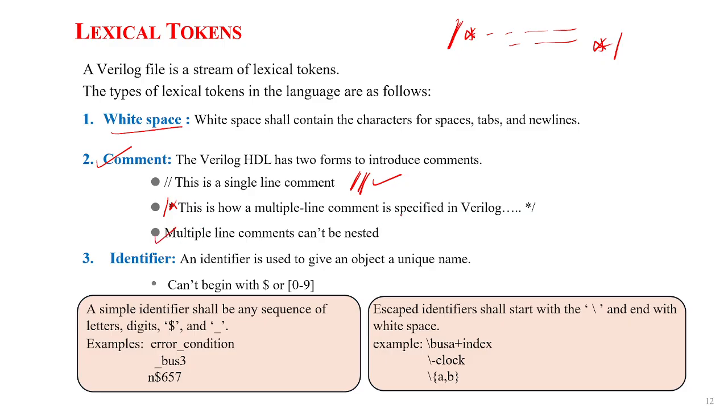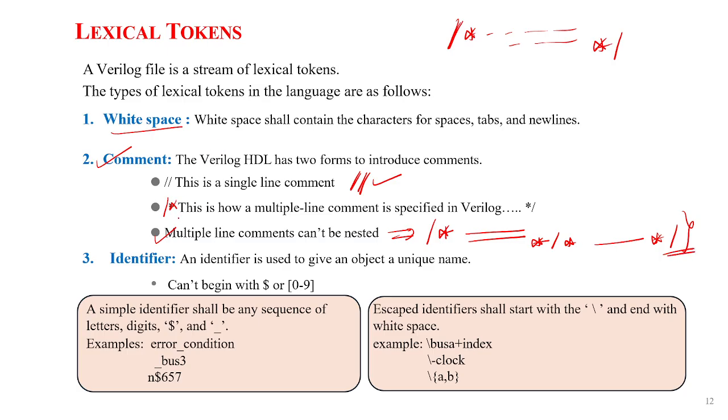So what does nesting of comments mean? Suppose you are writing slash star, this is a multiple line comment, again slash star, and again a comment under a comment. It is not allowed. Nesting of comments is not allowed.